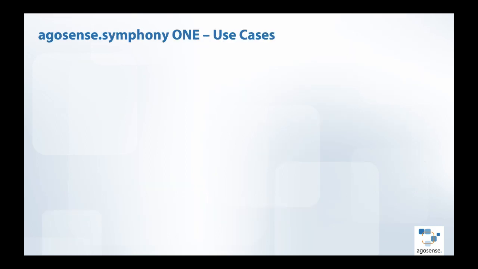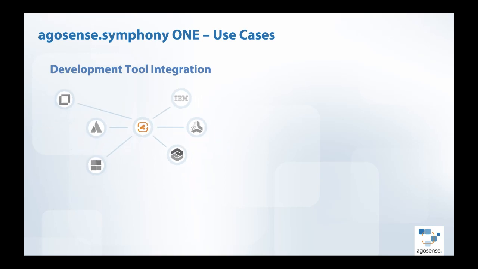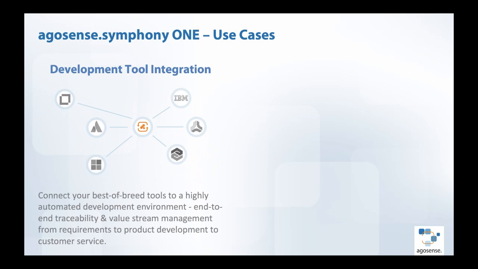Symphony and Symphony 1 cover two big use cases. One is, as I already said, the integration of your internal tools you have in place, for example from IBM, Jama, PTC, Intland, Microsoft, whatever your tool provider is. For these products, we offer this kind of best-of-breed integration with agosense Symphony.